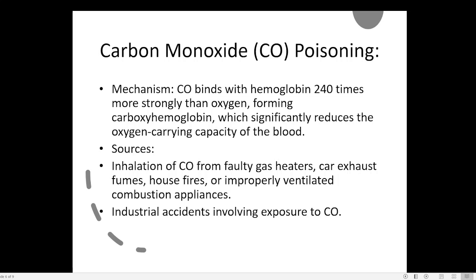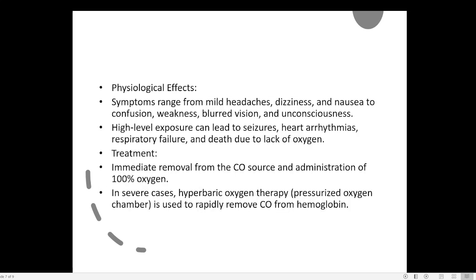Then car exhaust, smoke coming from automobiles, house fires, and improperly ventilated combustion appliances. Combustion means vehicles or burning appliances. So anything that is burning can create a little bit. For example, when you are making a fire in the backyard of your house, that fire also creates a little carbon monoxide. When a fire happens, some form of carbon monoxide is always produced. The problem with carbon monoxide is that it is very difficult to detect. Then industrial accidents involving exposure to carbon monoxide. So these are some of the situations that lead to carbon monoxide poisoning.